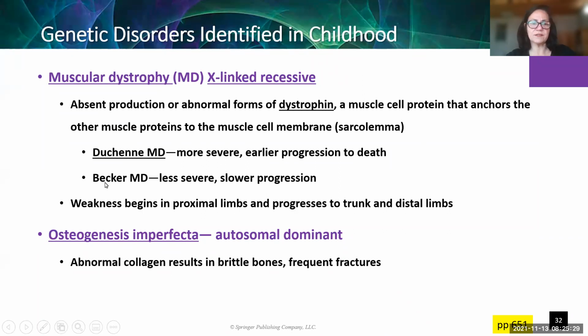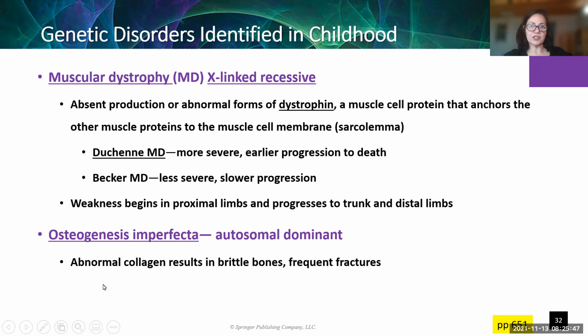And there's other versions of this. There's Becker muscular dystrophy. In that case, the dystrophin is abnormal, but still somewhat functional. And so, as you can imagine, the symptoms are not as severe as with Duchenne's muscular dystrophy.